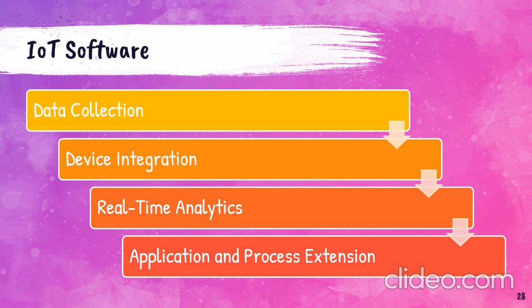Third part is real-time analytics. These applications take data or input from various devices and convert it into viable actions. They analyze information based on various settings and designs in order to perform automation related tasks or provide the data required by industry. Fourth one, application and process extension.